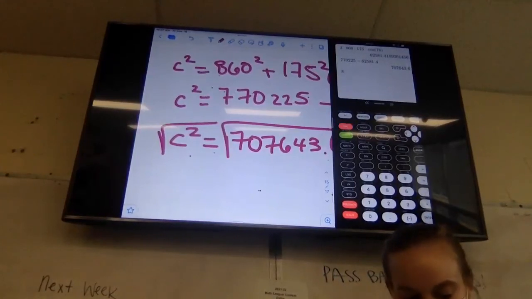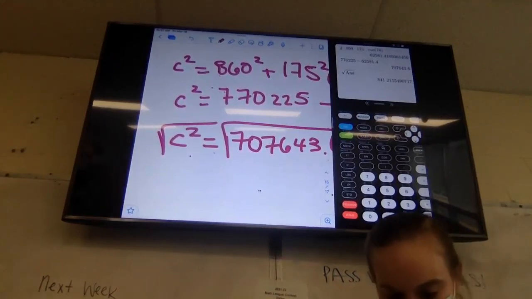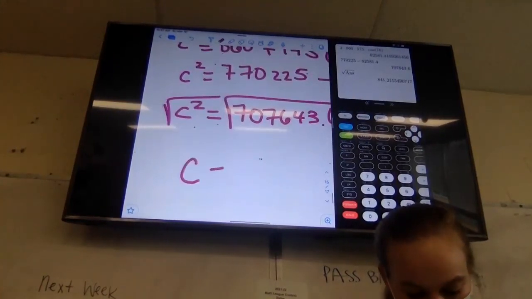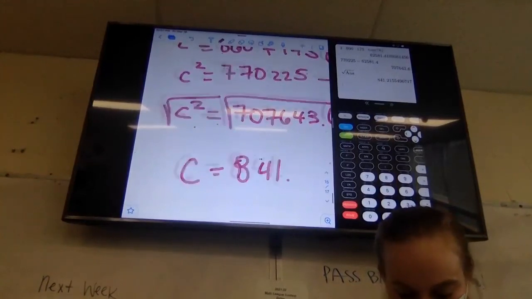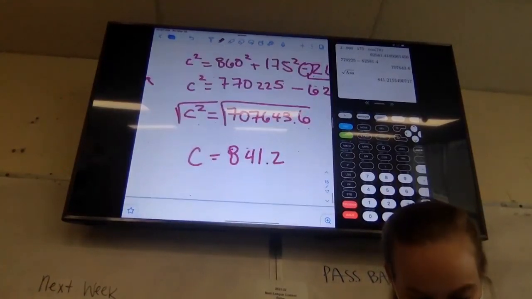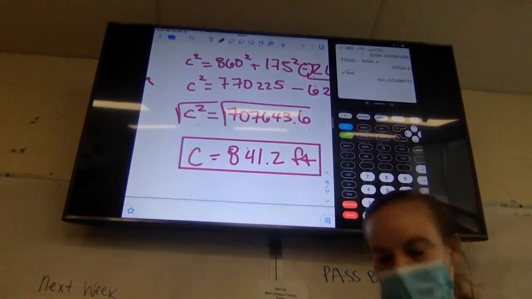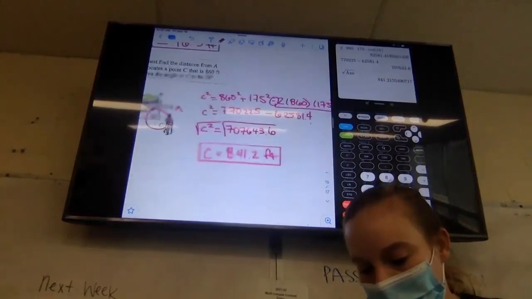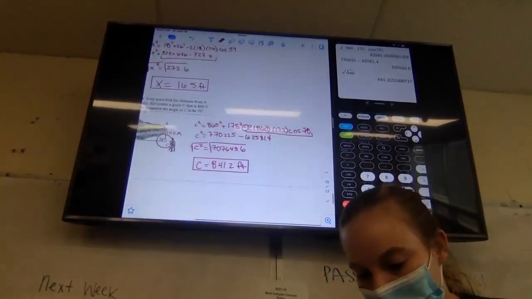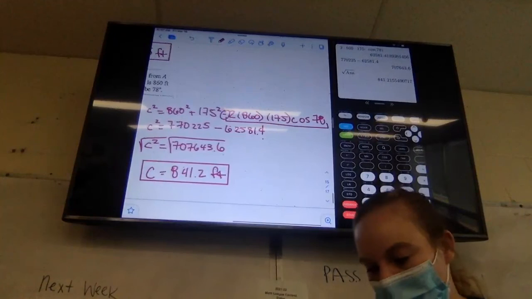The hardest thing about this was just that the big numbers were not natural for us. Okay, yes, and this is what we got last period, 841.2, and I believe this is in feet again. Whew, okay, we did it. These are giant numbers, so that's why it was kind of weird.